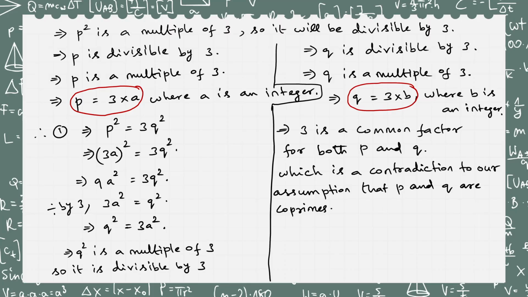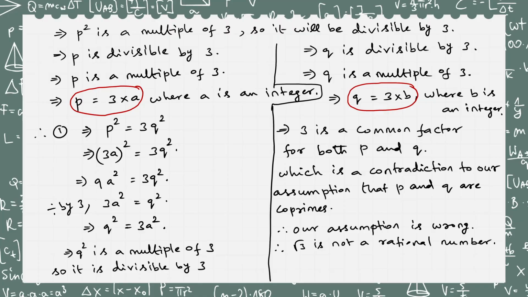So because of this contradiction, what is our final conclusion here? Therefore, our assumption is wrong. What was our assumption? Root 3 is a rational number is our assumption, right? Now it is wrong. Therefore, root 3 is not a rational number. If the number is not a rational number, then it is an irrational number only, right? Therefore, root 3 is irrational. That is the proof. Okay, let us move on.